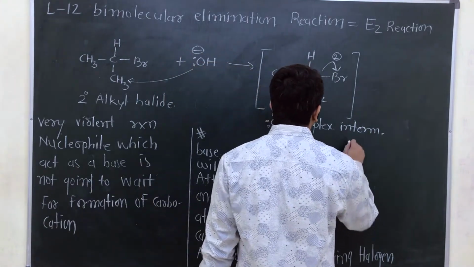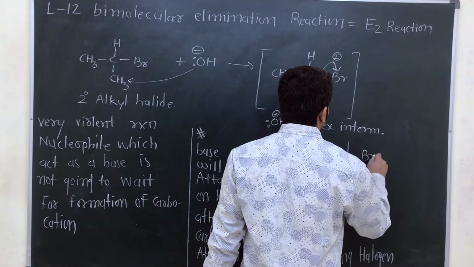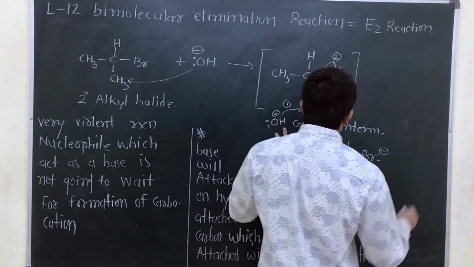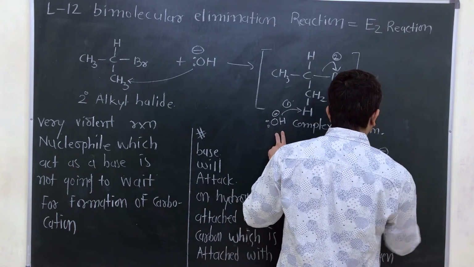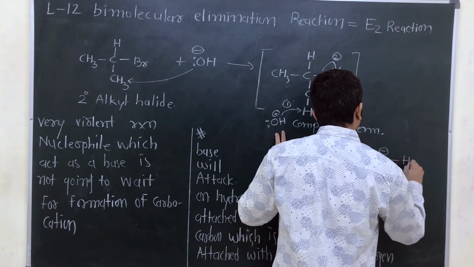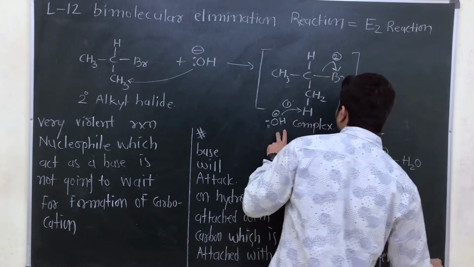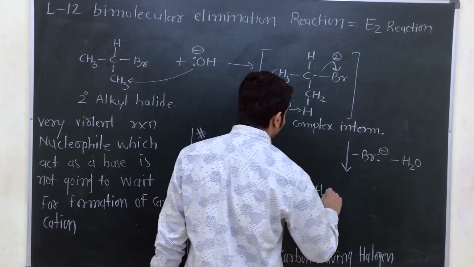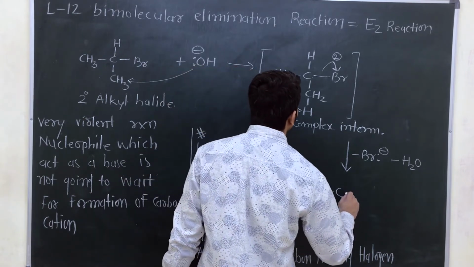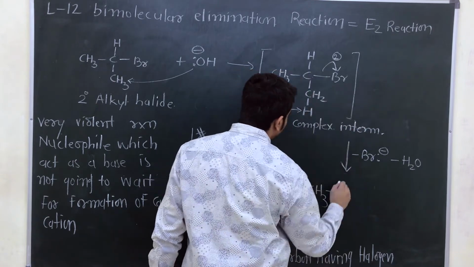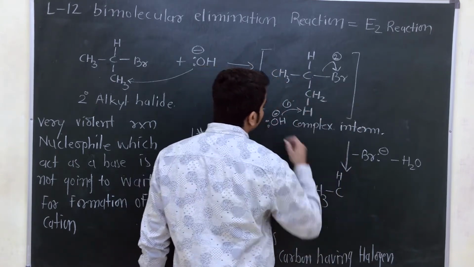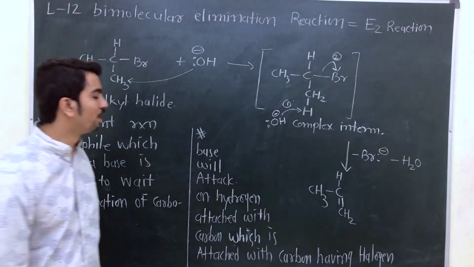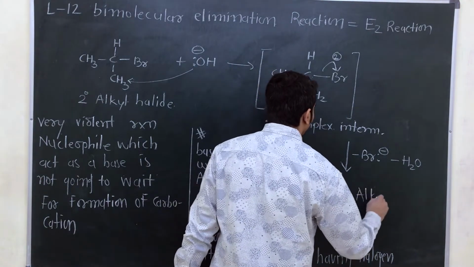Now see what will happen. Br- is released, OH- attacks the hydrogen and it forms H2O. Clear? So now the main product is CH3-C, bromine is released, and this hydrogen is released, so that is a double bond. Is it clear? Formation of alkene.